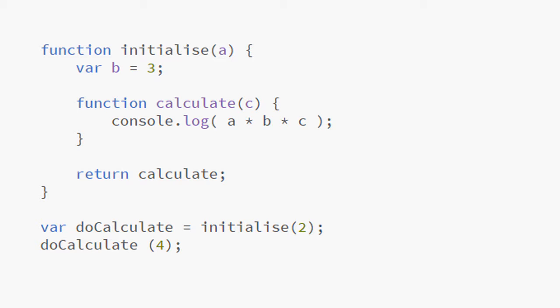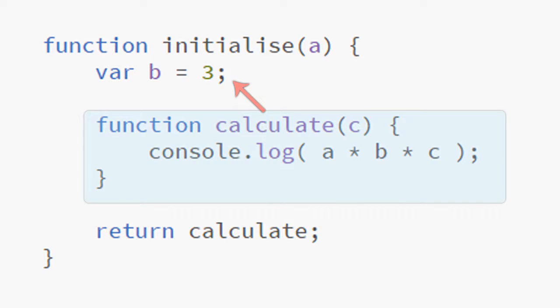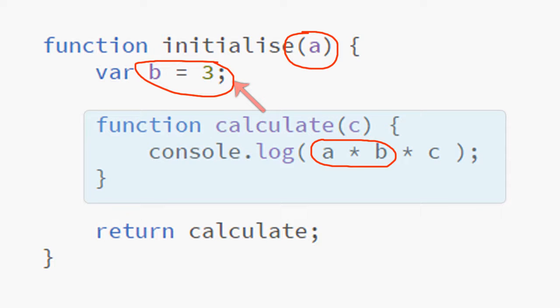If we examine this code, when the doCalculate function is called with a parameter 4, the result of 24 is output. This is the result of the multiplication of 2 times 3 times 4. The function calculate has access to the inner scope of initialize, which permits it to access the variables a and b. But because of scope, the function calculate can only be accessed from within the initialize function.